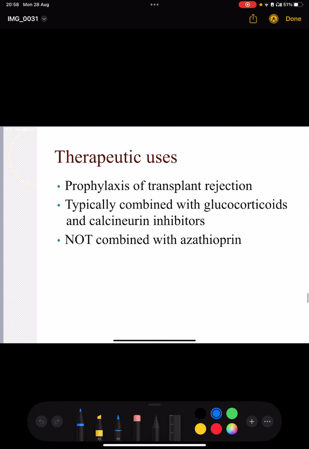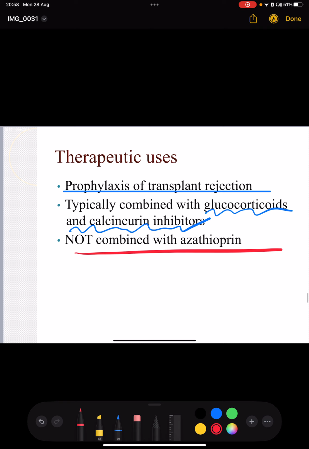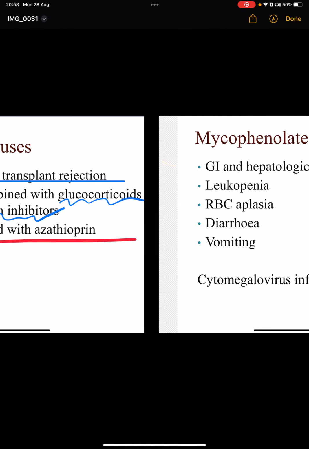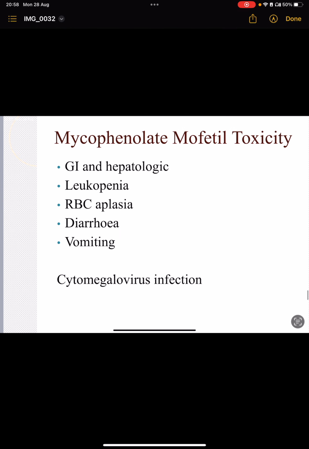Therapeutic uses: prophylaxis for transplant rejection, just like most of the immunosuppressive drugs. It is typically combined with glucocorticoids and calcineurin inhibitors, just like all of the antiproliferative and antimetabolic drugs that we've discussed until now, and do not combine it with azathioprine. Azathioprine, the one which we already discussed, the purine synthesis inhibitor. Okay, so that's about that.